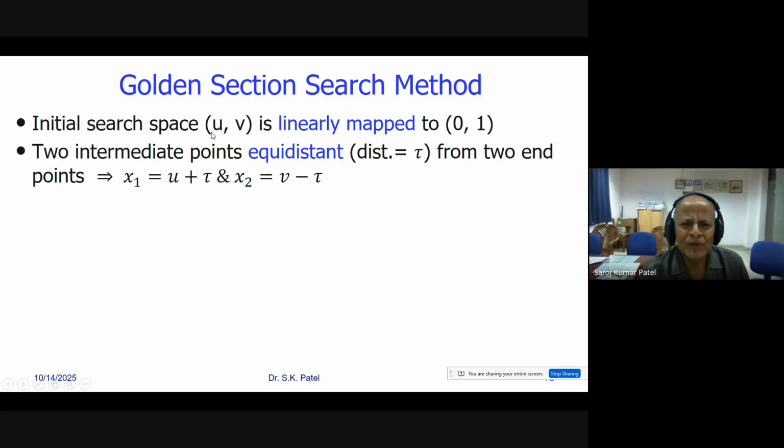So the initial search space U to V is whatever we have got from the first stage, that is, the exhaustive search method. You have to linearly map it to 0 to 1. Then we have to take two intermediate points in the region elimination method. These intermediate points are equidistant from both extreme points U and V, and this distance, let's say, is tau. So x1 will be U, the lower value, plus tau, and x2 will be the rightmost point minus tau.